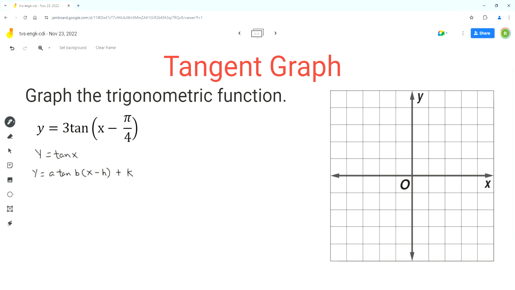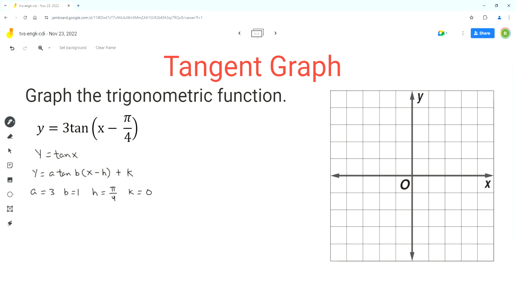So if we compare the general equation with the given equation, we can see that the a value is equal to 3, b is equal to 1. So there is this invisible 1 outside the parentheses and inside the tangent function. h is equal to pi over 4 and k is equal to 0.